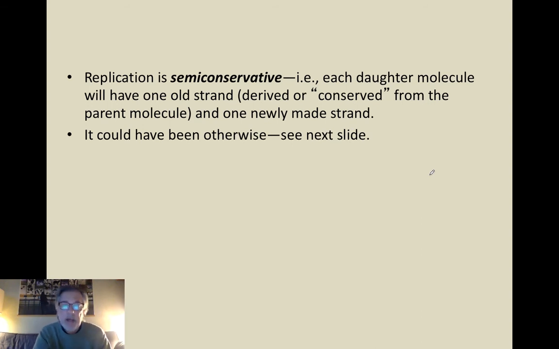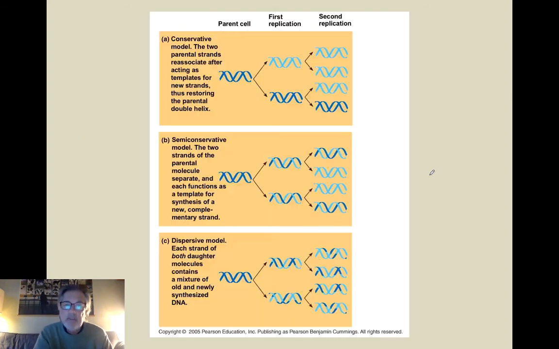It could have been otherwise, and there were several hypotheses, and they looked like this. It could have been conservative replication, where a new strand is made from the old strand, or it could have been dispersive, where there's a mixture of new and old in each strand.